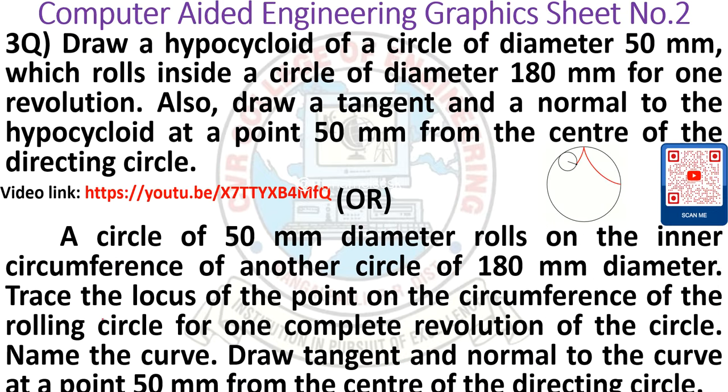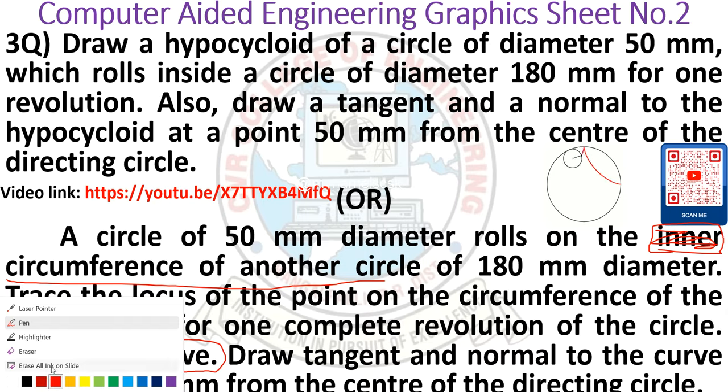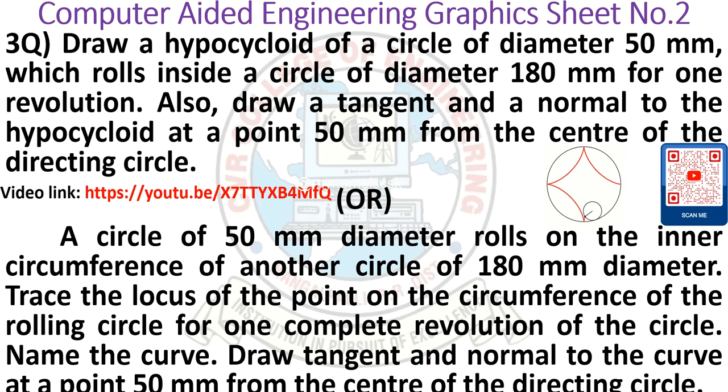The same question can also be asked in another way, like a circle of 50 mm diameter rolls on the inner circumference of another circle. Whenever you see the term inner, you have to understand that it is a hypocycloid. Here they mention to name the curve, so you don't get confused whether it is hypocycloid or epicycloid. Whenever you see the term inner, it should be hypocycloid only. Locus of point, complete, draw the tangent and normal at 50 mm from the center of the directing circle.